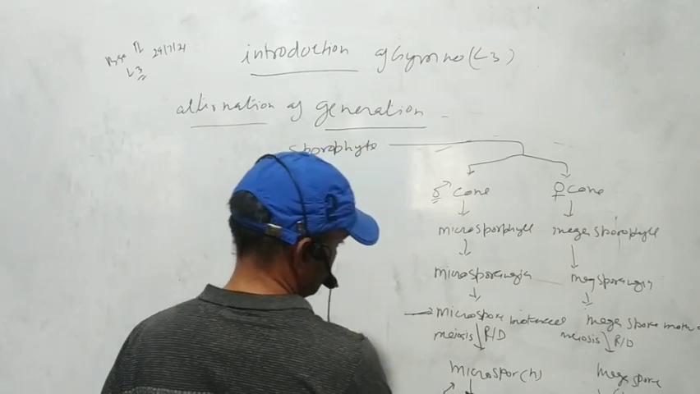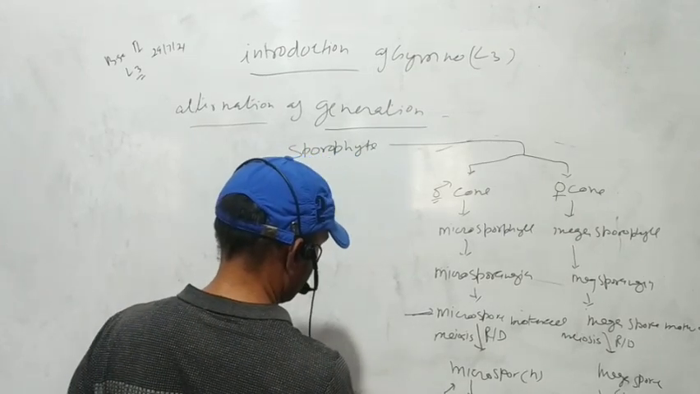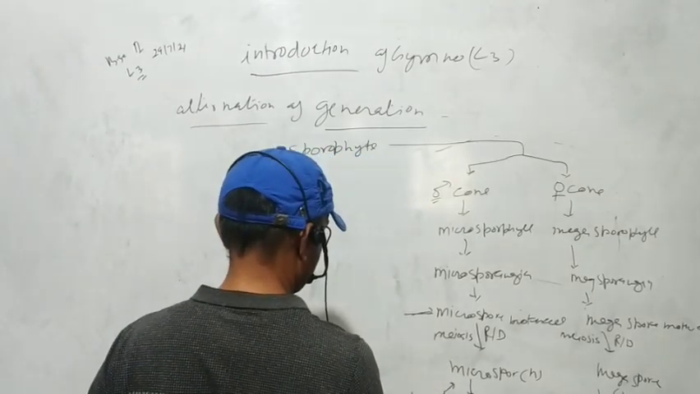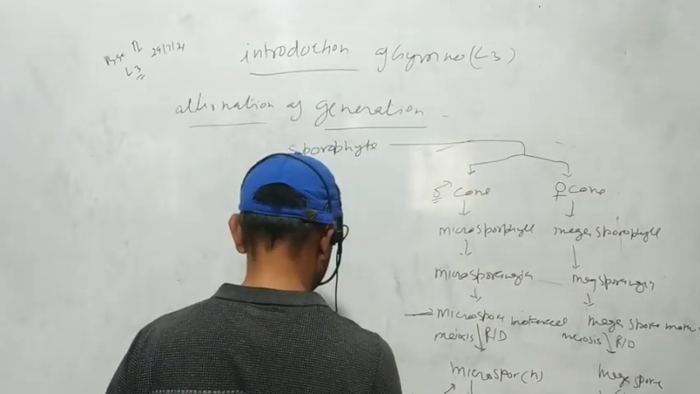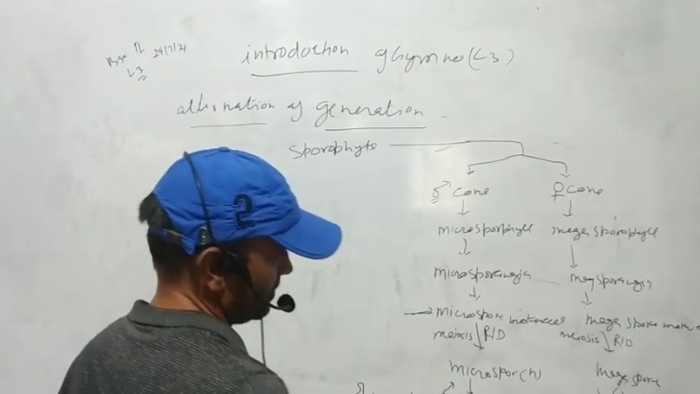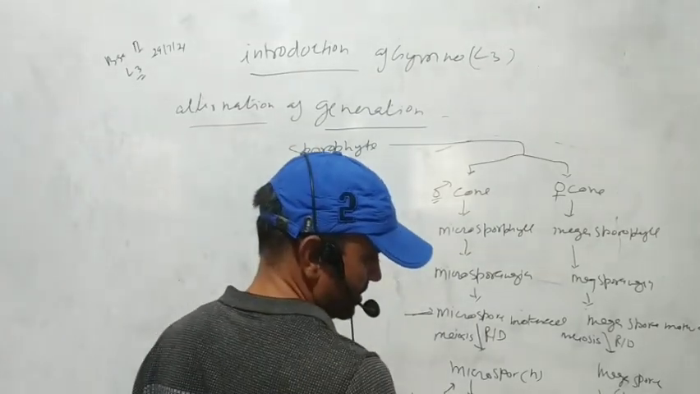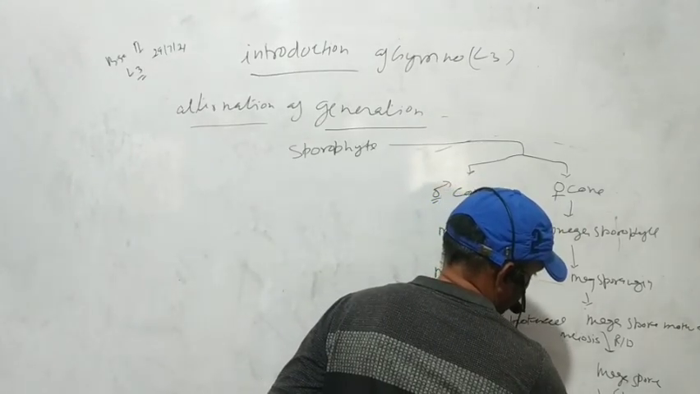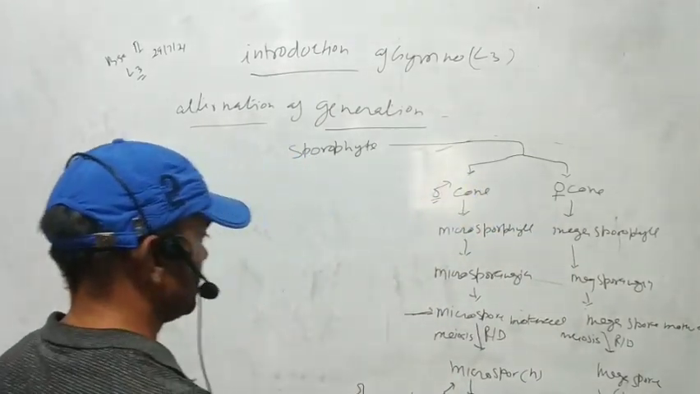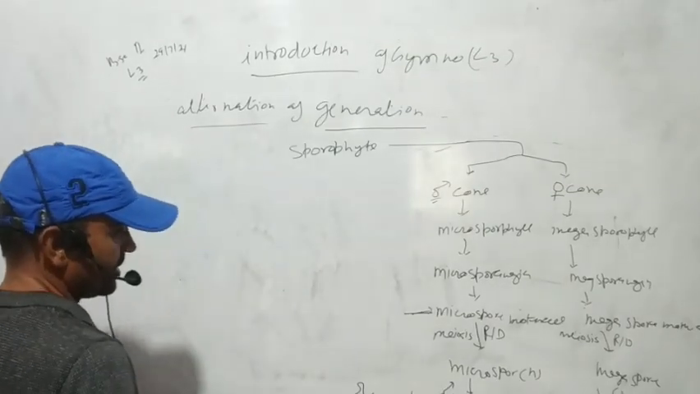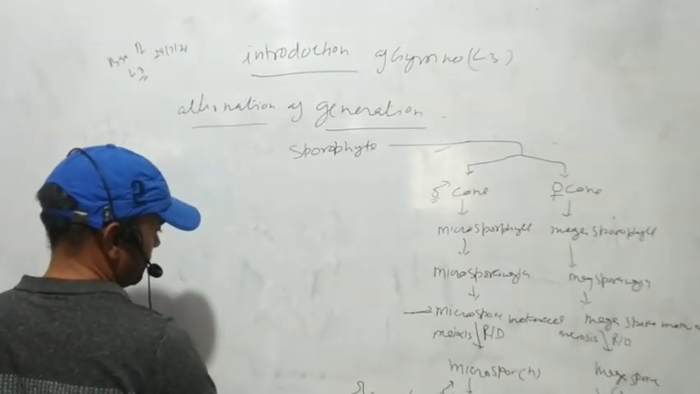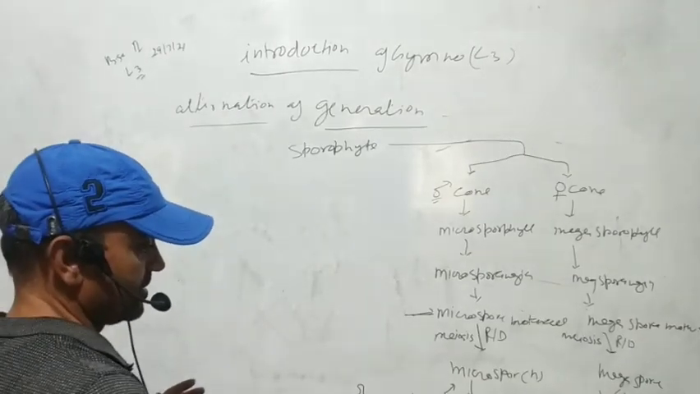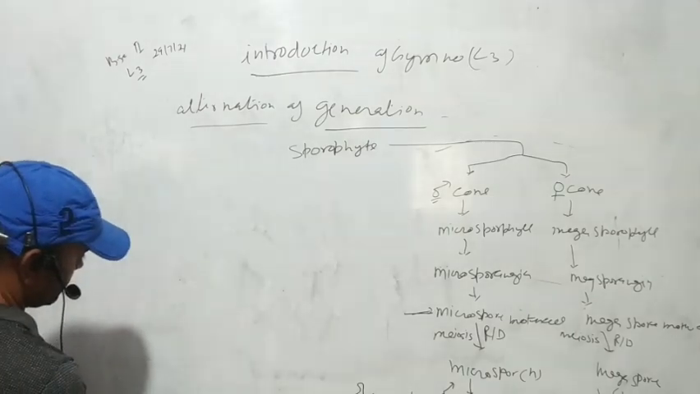Here the male gametes are generated. Here we can say the male gamete forms, and this will be named as egg. Female gametophyte. What is the name of the female organ? It is archegonia. In archegonia the egg is formed, and when the female and male organs are combined, we can say here fertilization.